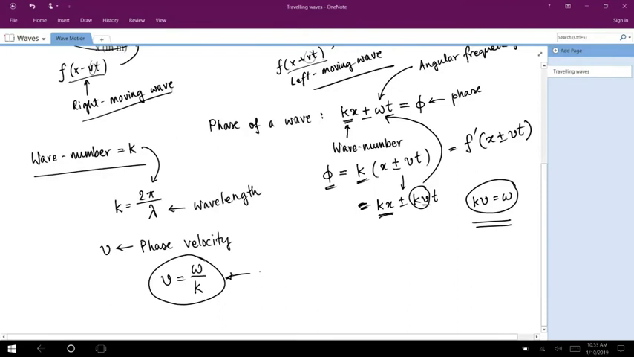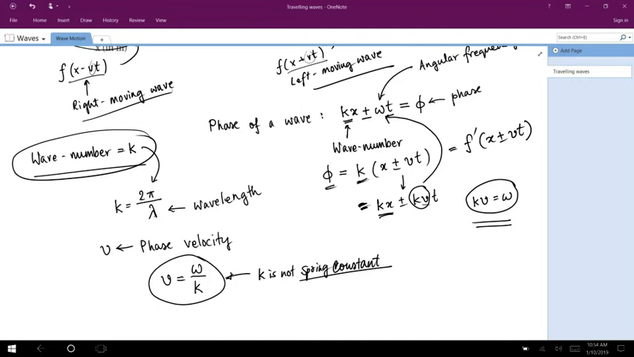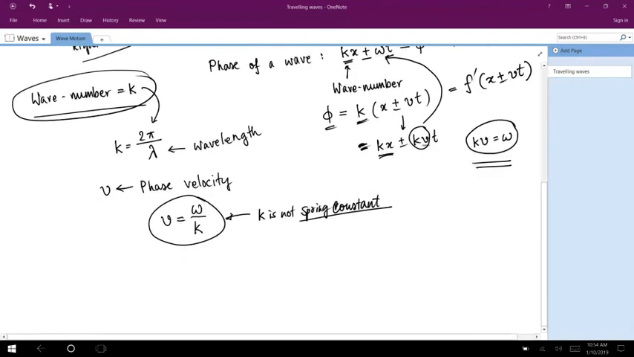Remember, k is not the spring constant anymore. k is not the spring constant. k is the wave number. It's a different quantity. It's equal to 2 pi over lambda. It doesn't have the same units as spring constant, so don't confuse that. v equals omega over k, and if I put in k equals 2 pi over lambda, then v equals omega over (2 pi over lambda). So this velocity equals omega times lambda over 2 pi.